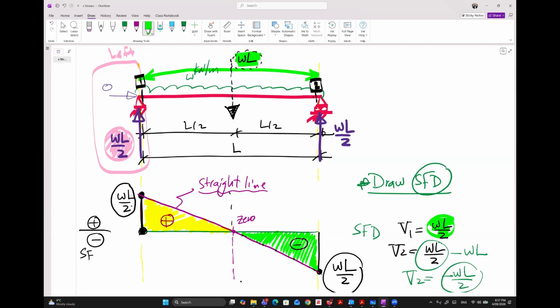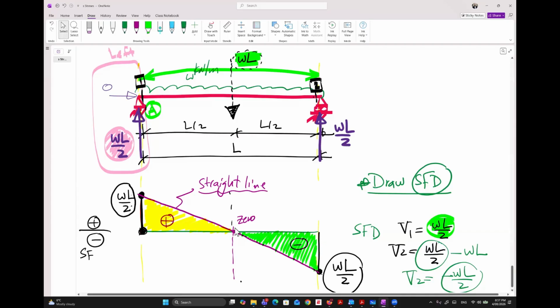Okay, so if I ask you now, where is the maximum shear location? W over 2, positive. Yeah, this is the value. Where? At the first cut. Yeah, at cut number 1 or at point A.